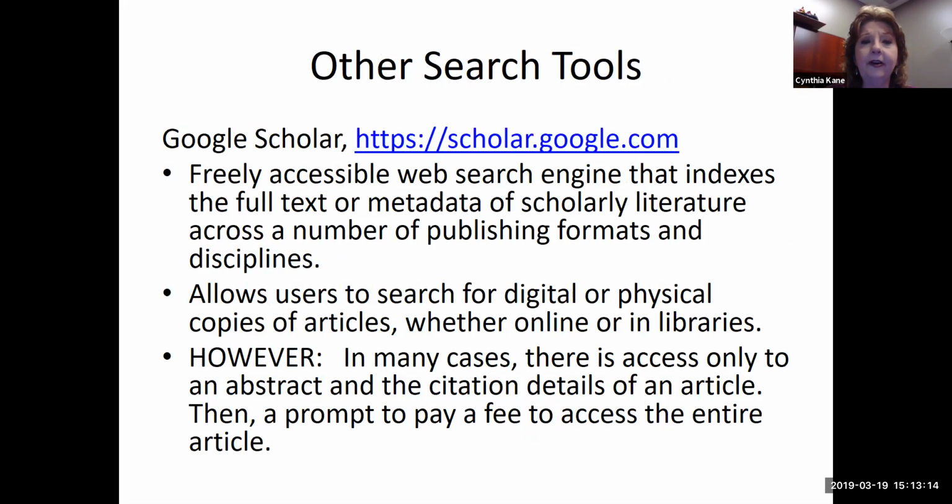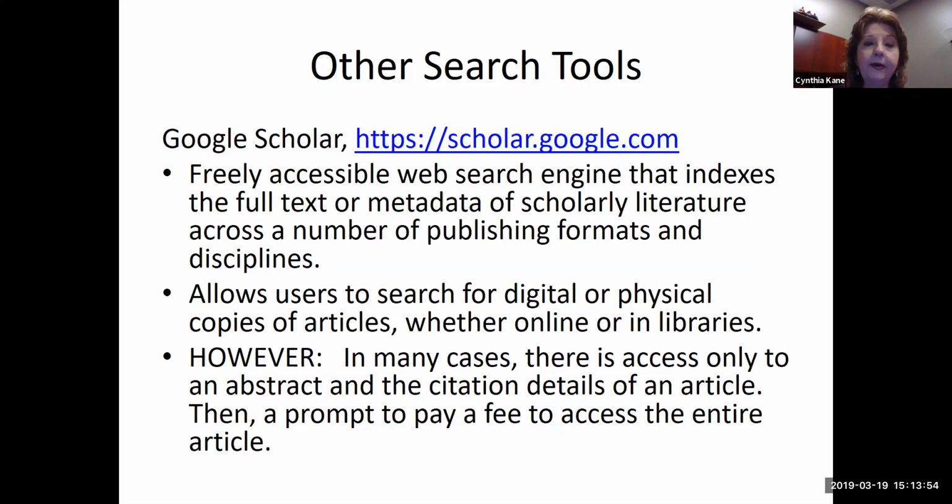There are other search tools that are out there as well, and some of you may be familiar with something called Google Scholar. Google Scholar is a freely accessible web search engine, and it indexes the full text or something called the metadata, which might be the article title, it might be the author's name, it might be the title of the periodical or journal, but it indexes the full text or the metadata of scholarly literature across a number of publishing formats and disciplines. It does allow the user to search for digital or physical copies of articles, whether they are online or located in libraries.